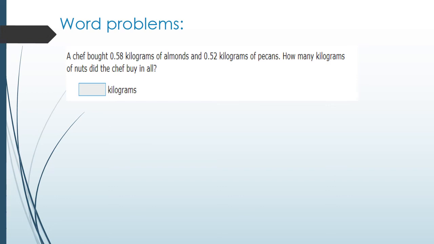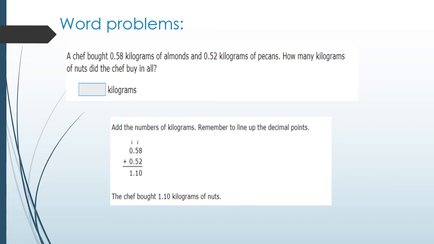So here I want to add these two numbers together. Try to add it. Line up these numbers. 0.58 plus, down below, 0.52. Here there is no need to add zeros because both numbers have 2-digit decimal places. Now start adding from right to left. What is the answer? Let's check. The answer is 1.10 kilograms of nuts.